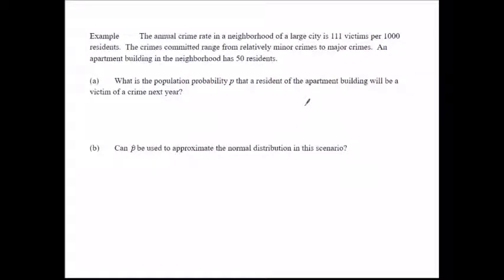So here's an example. The annual crime rate in a neighborhood of a large city is 111 victims per 1,000 residents. Crimes committed range from relatively minor crimes to major crimes. An apartment building in the neighborhood has 50 residents. What is the population probability P that a resident of the apartment building will be a victim of a crime next year? That is 111 out of 1,000, so our P is 0.111. Now Q, not having a crime committed against you, would be 1 minus that, so 0.889.